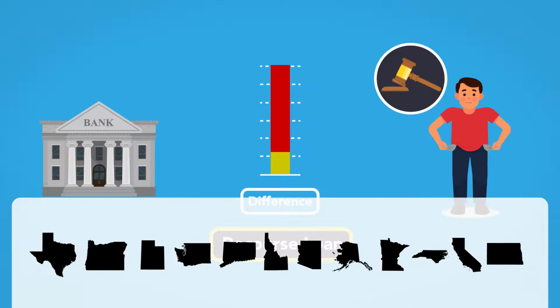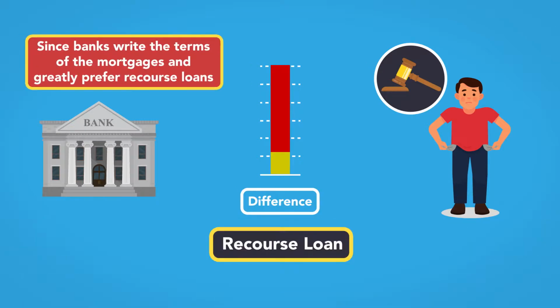Some states prohibit recourse loans, and thus all mortgage loans in those states are non-recourse. Since banks write the terms of mortgages and greatly prefer recourse loans, one can assume that most loans made in states that allow recourse loans to be recourse loans.